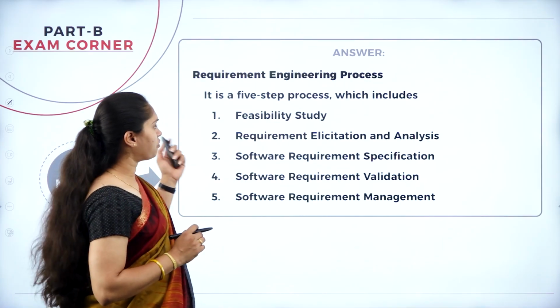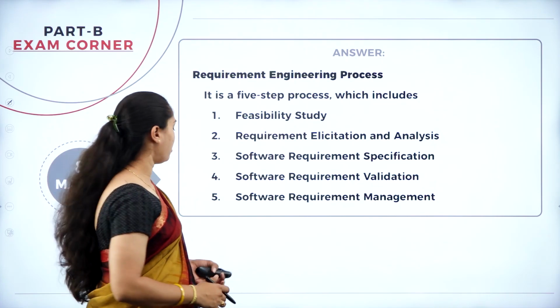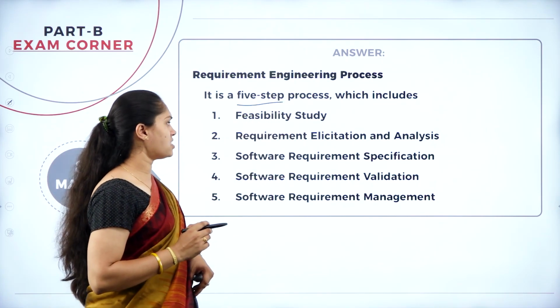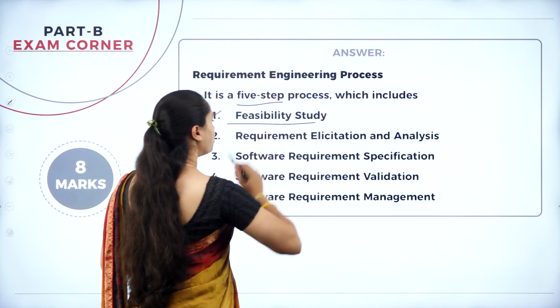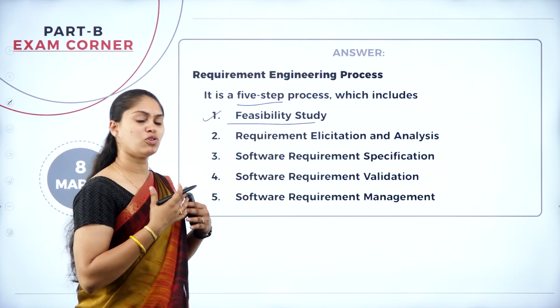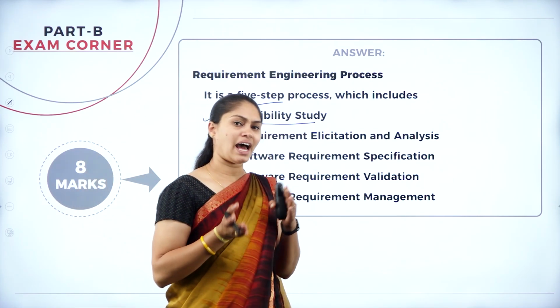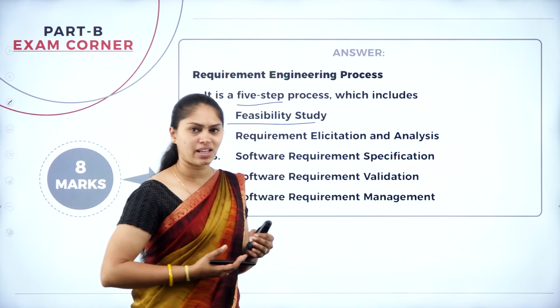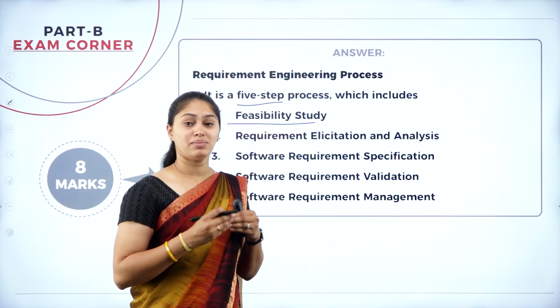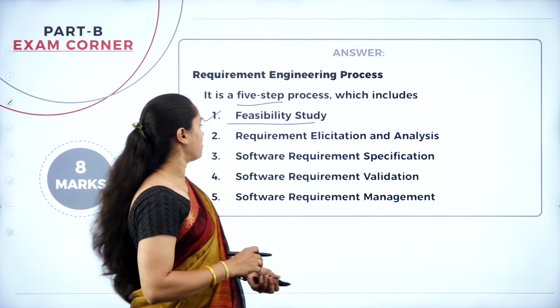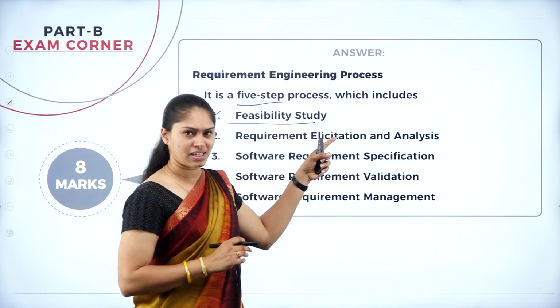Then what are the different phases we have? Totally we have a 5-step process. The first one is related to the feasibility study. We have to check whether it is possible, either functionally or behaviorally, to develop the given requirements of a customer. That is checked in the feasibility study.